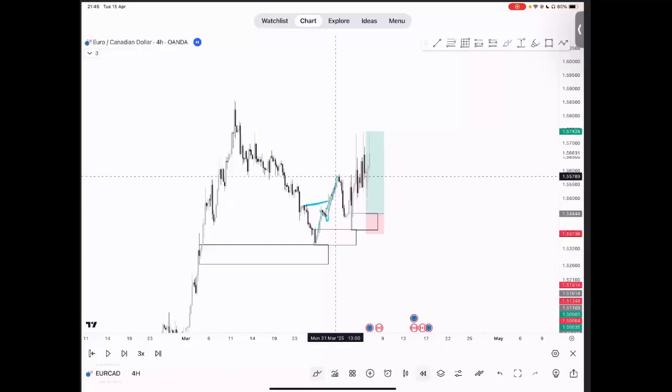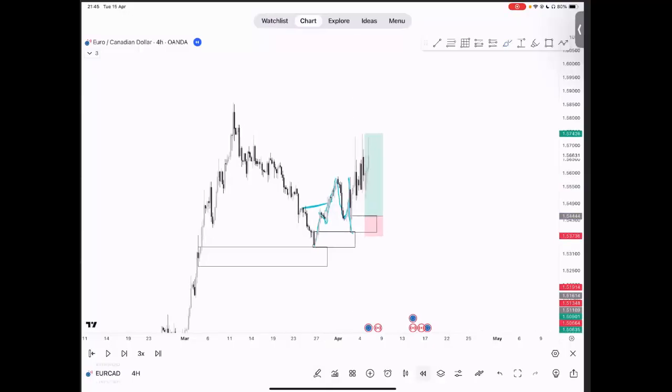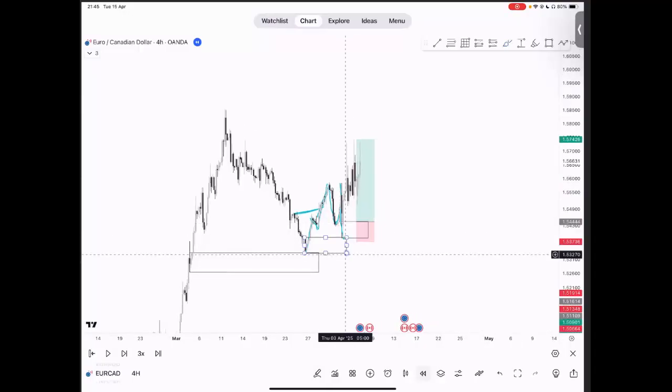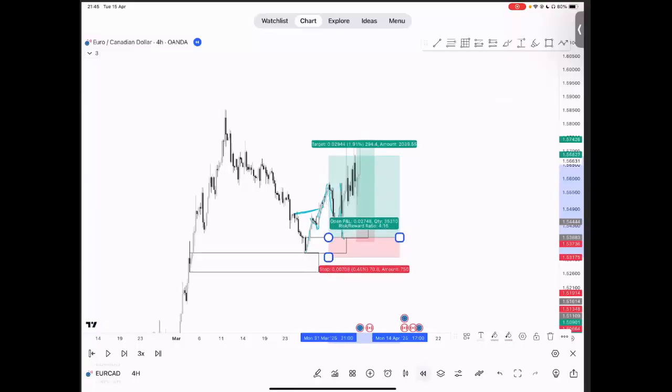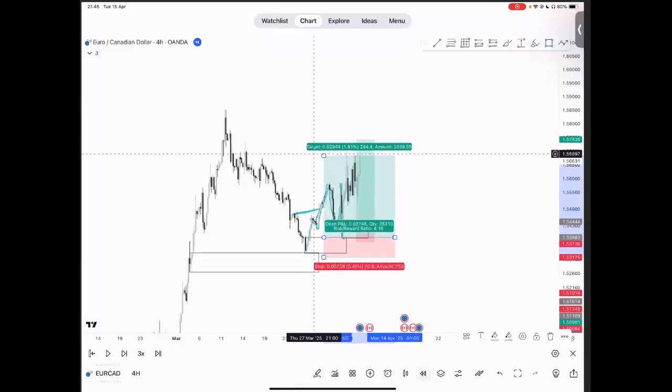So you had price do what? Come, create a low, then mitigate this confirmation level. So let's say now that you were able to catch the confirmation, that's the pattern confirmation on this trade. It would look something just like this, if you're able to catch the confirmation on this particular setup.